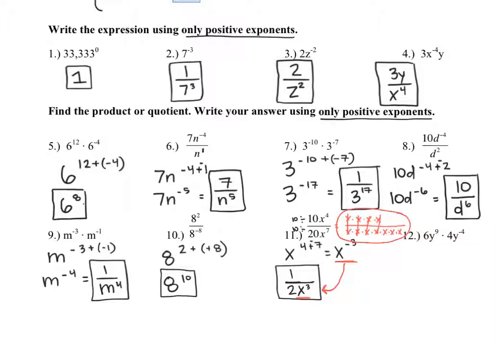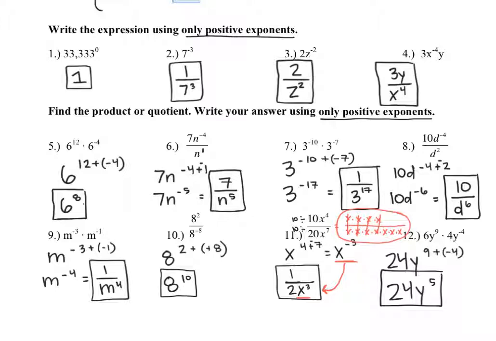All right, let's move on and look at number 12. So on number 12, the base is y. So again, 6 and 4 would be the coefficients. That's like what we talked about in the last lesson. So we can multiply those since they're not the base. And then this would be y to the 9 plus negative 4. So that would be 24y to the 5th power, and that's a positive exponent. So I can stop right there.